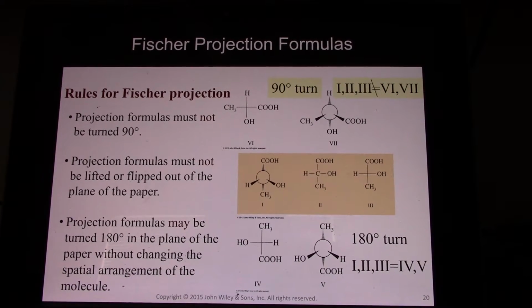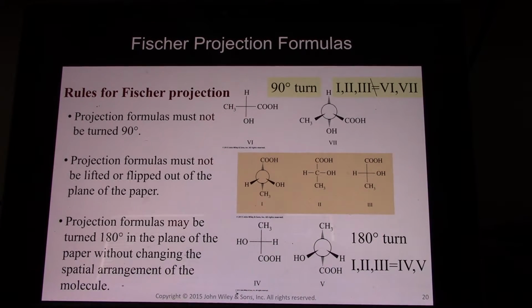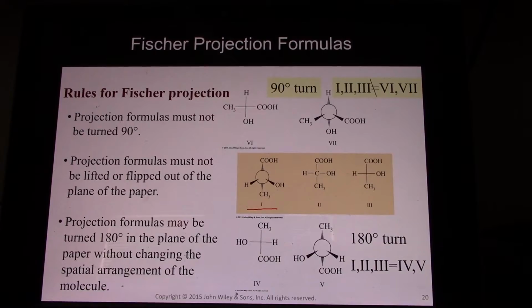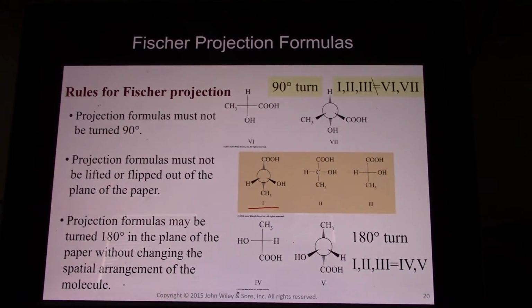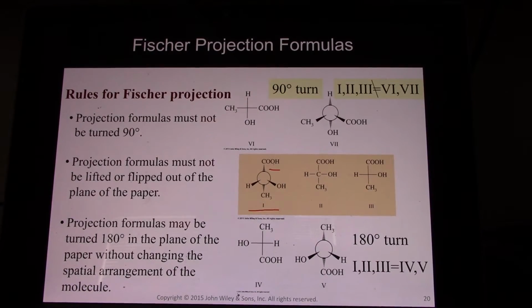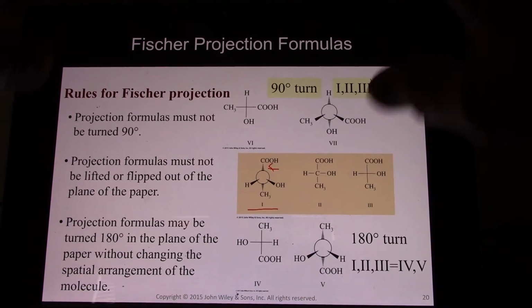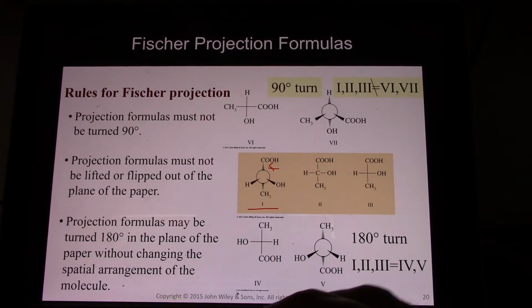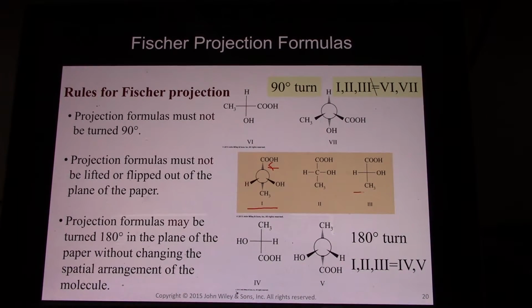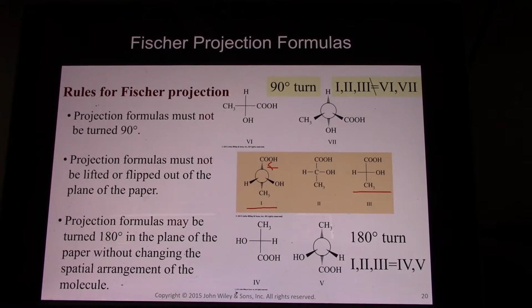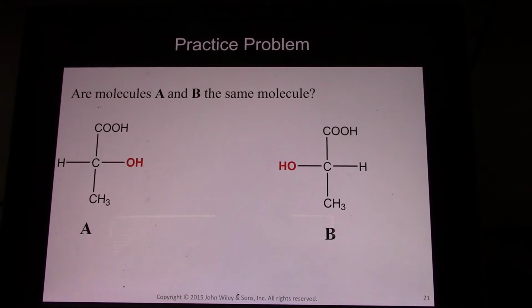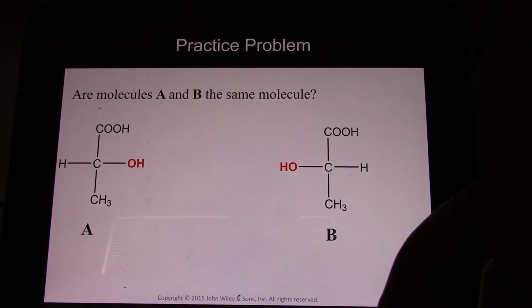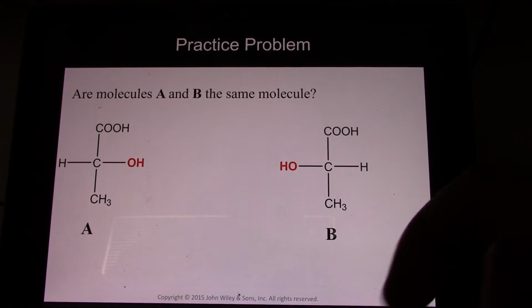But again, this is 3 different ways to draw the exact same molecule. Again, these solid wedges mean the bonds are coming towards you. The dashed wedges mean those are going away. They're behind the screen. And then here we see our Fischer projection. So our molecules A and B are the same molecule.